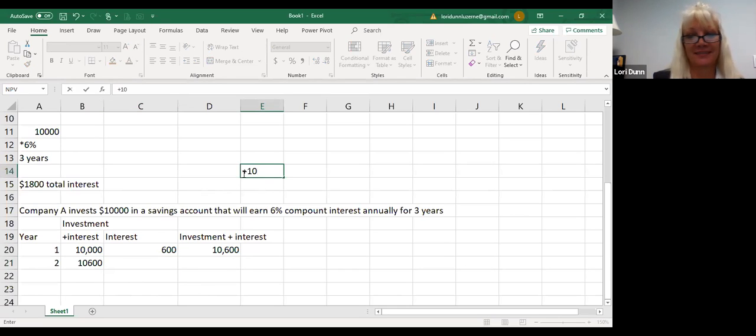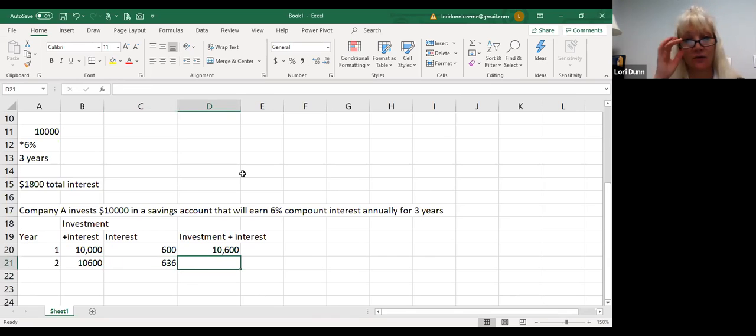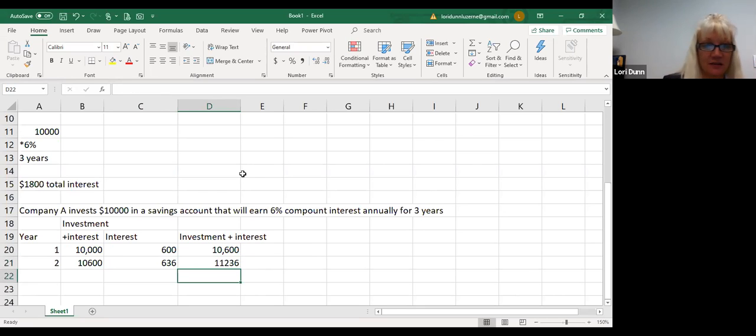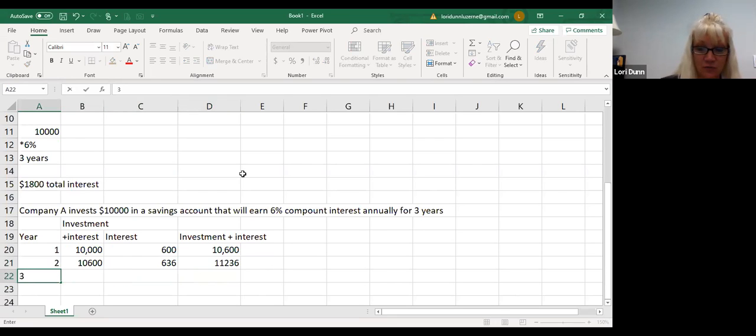So we'll take the 10,600 times 6% times 1 year. So when you compound interest, check that out. Now your total interest for year two is $636. 600 on the initial investment, $36 on the 600 of interest that was from last year. So if we add the 10,600 we started with plus this year's interest, now our balance is up to 11,236.